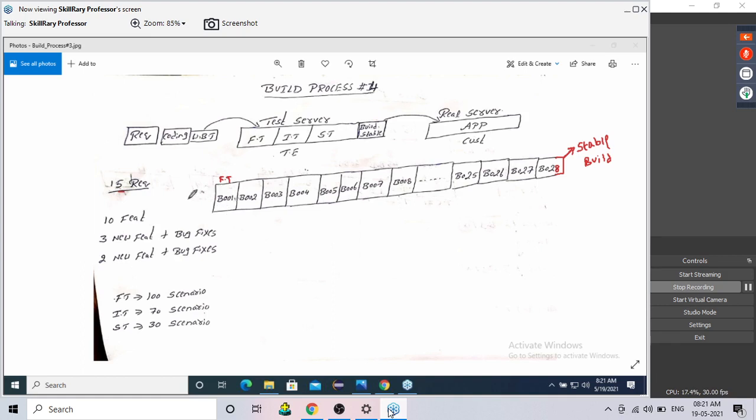Functional testing I did for 1 week or 10 days, whatever it is. Many bugs were found and reported to the developer. The developer fixes them and gives it to me in B002. Now in B002, how many features are there in total? 10 features were added in build 1 and 3 more features were added. So in B002, we have 13 total features.